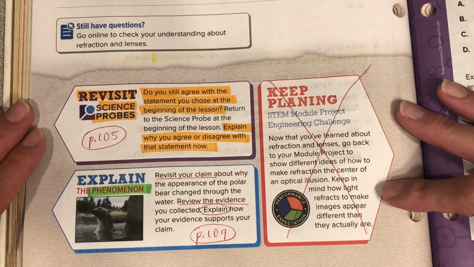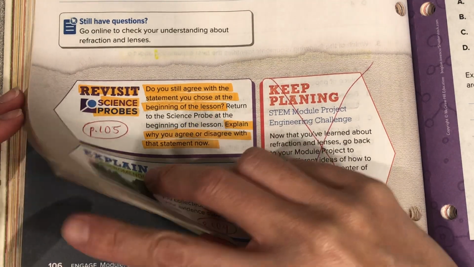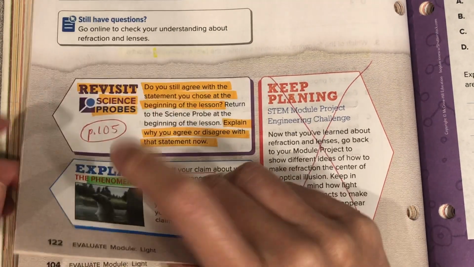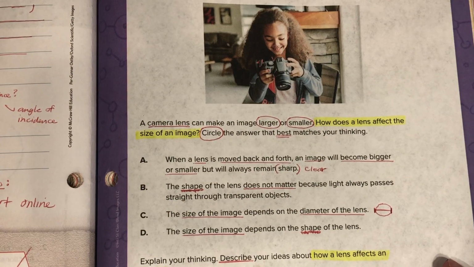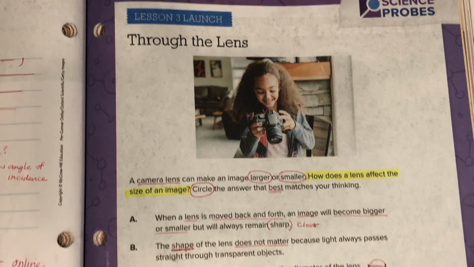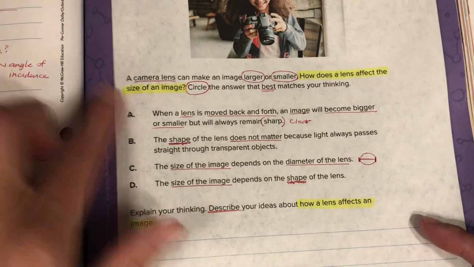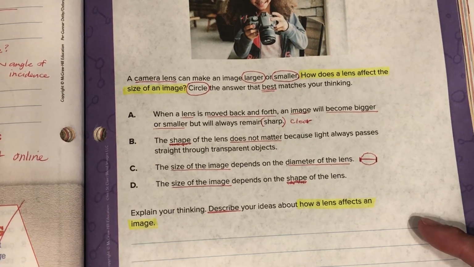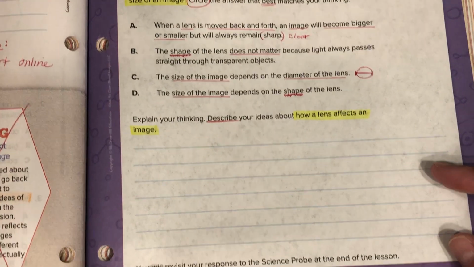Now, as we finish up lesson 3, you want to go back to your science probe, way back on page 105. Let me go back all the way to how we see a flower and see if you still agree with your same statement and why or why not. Remember, that was looking through a lens. So this is a camera lens. Do you still agree with the one that you chose? You can change your answer, cross it off, and add below your new thinking, because now we are revisiting our responses.